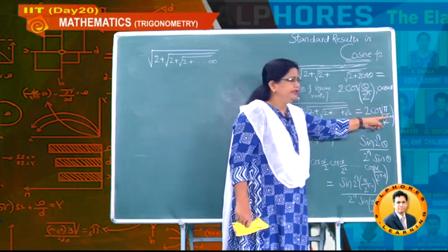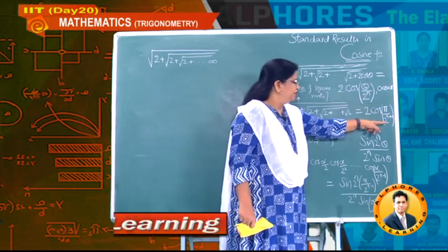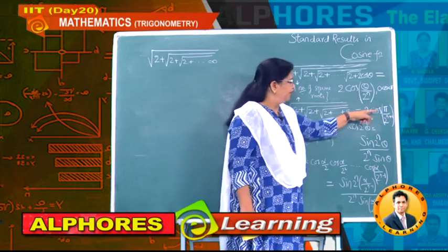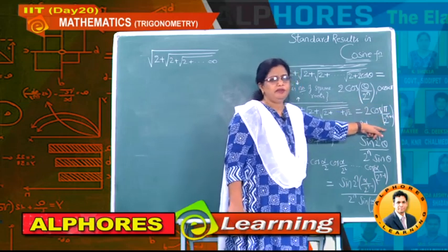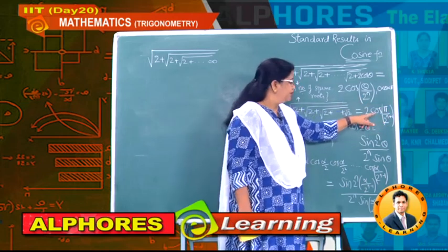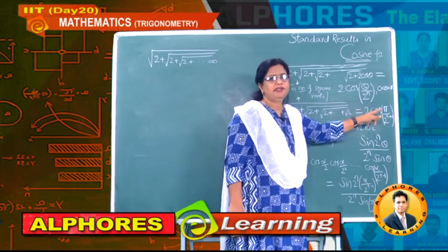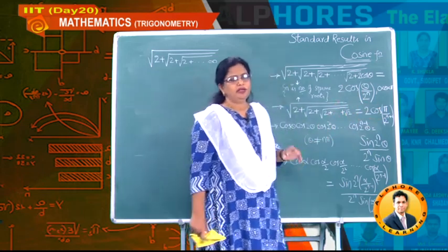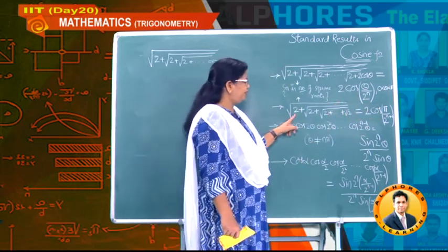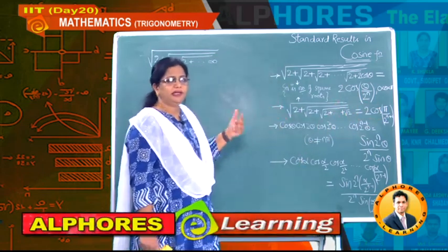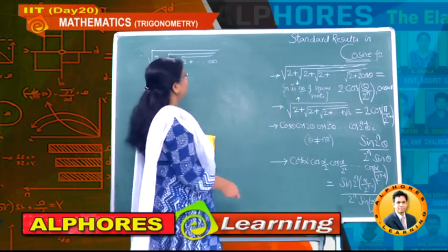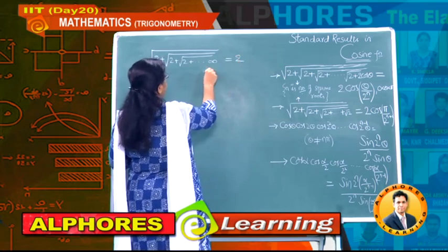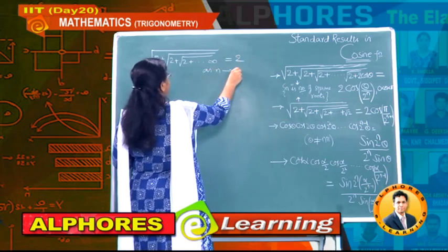As n is tending to infinity, 2 to the power of infinity is tending to again infinity, and a finite value divided by infinity means it will become 0. So cos 0, what is cos 0? 1. So 2 into 1 is nothing but 2. Therefore whenever an infinite number of values is present, the answer is nothing but how much, students? 2, because here n is tending to infinity.